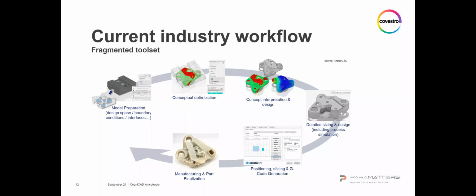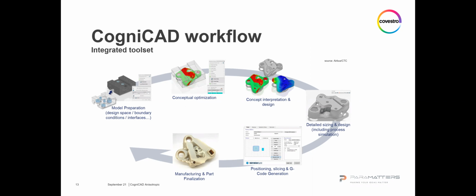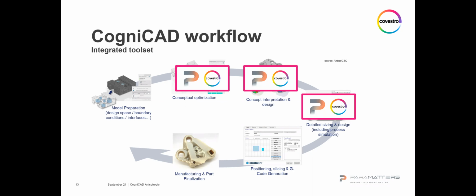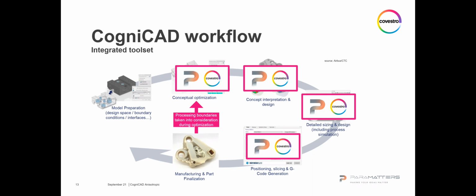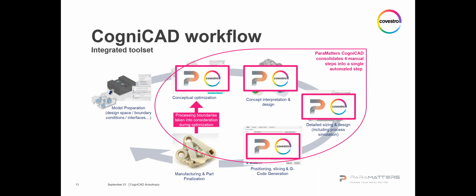When the detailed design is done, then there is a need to position, to generate support, and to slice this model before manufacturing. So there are many steps which are very manual, labor intensive, and iterative. So the software that we have developed basically consolidates the most labor intensive pieces into one automated step. So instead of months, the design cycle is shortened to tens of minutes up to a few hours. And what we do, we shrink the design to end manufacturing workflow.